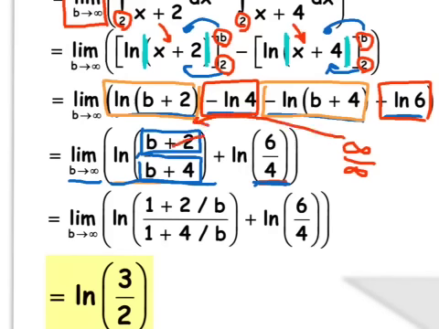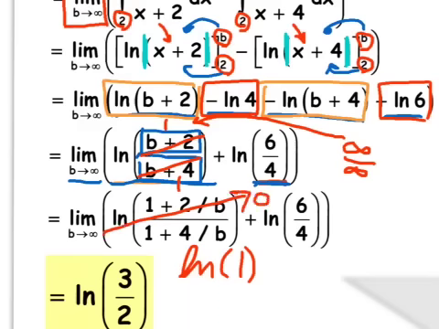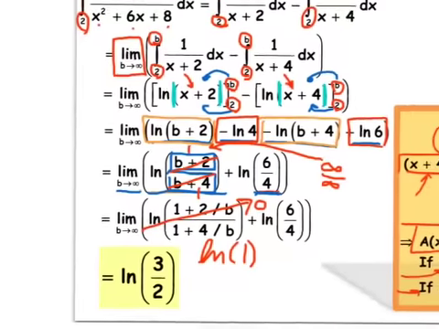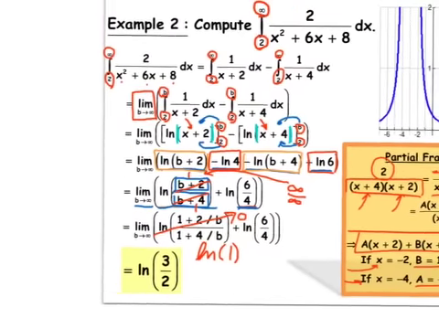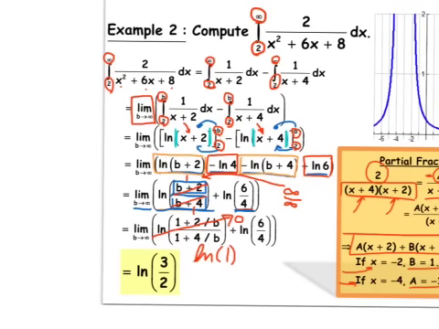The derivative of b plus 2 is 1. The derivative of b plus 4 is 1. So we end up with the natural log of 1 over 1, or just the natural log of 1. And the natural log of 1 is 0. So this entire beginning portion is 0. And then, of course, the natural log of 6/4 is the same thing as the natural log of 3/2. So there you have it all together.